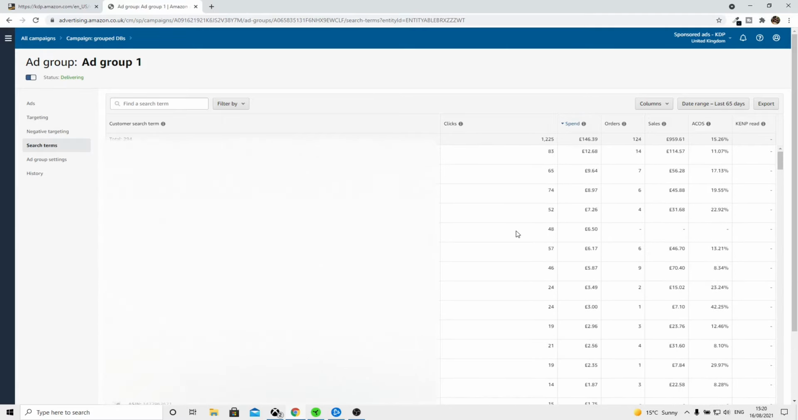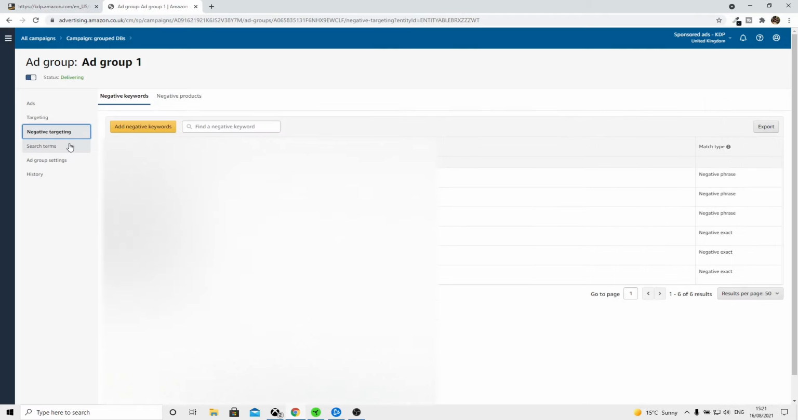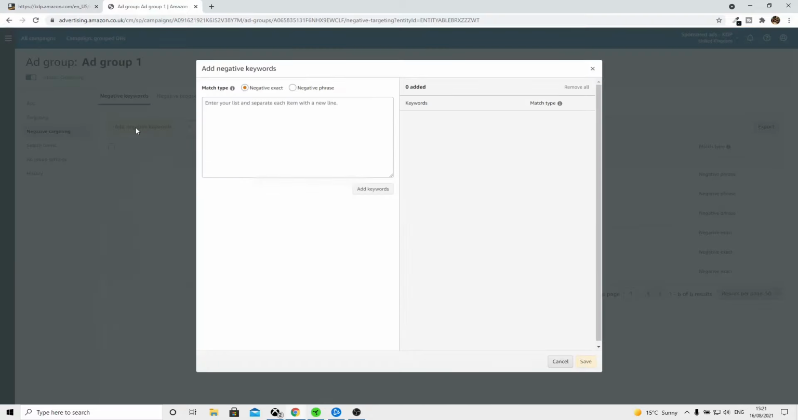I'm going to write them down on my sticky pad or wherever, and make sure I record all the ones that are losing money. Then I'm going to come across to negative targeting, and we're going to be adding negative keywords and negative products. Like I said, the auto ads target both products and keywords. The products are the ASINs that you'd put in on this side, and the keywords, obviously, you know what those are as well. So I'm going to add the negative keywords in here. Just come across and add these keywords in.